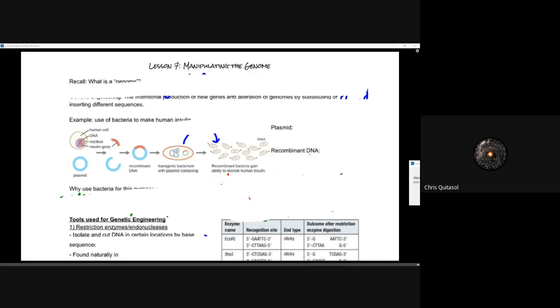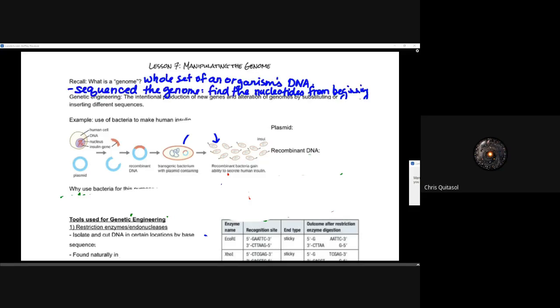So welcome to lesson 7, manipulating the genome. In the last lesson we looked at how gene expression is controlled, and now we're going to look at some means with which we understand how that genome expression can be controlled in some way, shape, and form. Because when you think about the genome as a whole, there are some aspects that need to be taken into consideration.